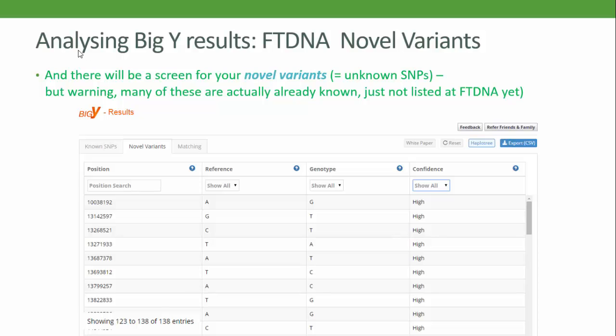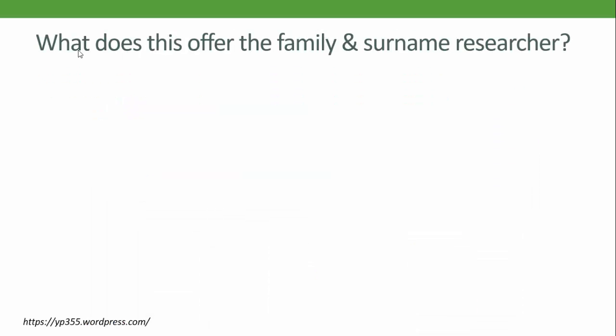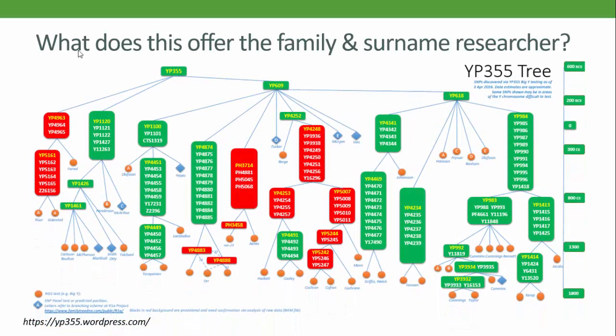In actual fact, most people can probably expect to have between 2 and 20 genuinely novel variants depending on where they are on the Y tree and who close to them has been tested already. But if you do all of this, what actually does it offer you as a genealogist, a family historian, or a surname researcher? Well, the objective of all this is to develop a more detailed descent tree than you may have had previously through genetic testing.